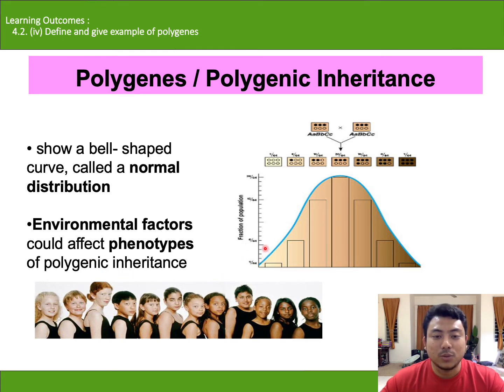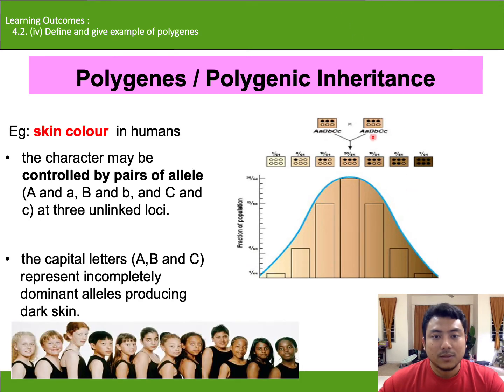So when we plot the distribution of skin color, it gives you a normal distribution curve, where some people have a very fair skin tone, some have an intermediate brownish skin tone, and some have a much darker skin tone. Skin color in humans is determined by three pairs of genes. The character is controlled by pairs of alleles A, B, and C, at three unlinked loci, meaning on three separate chromosomes.